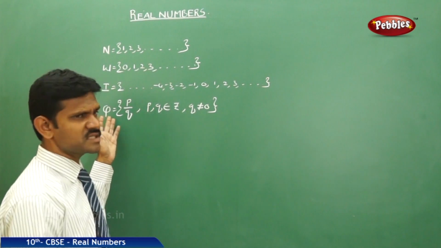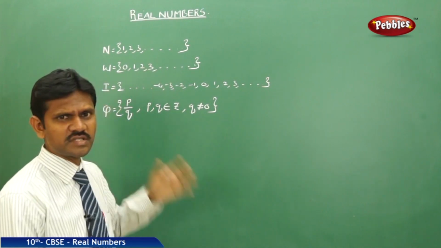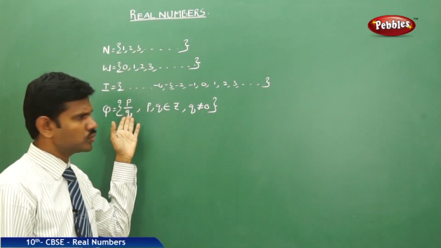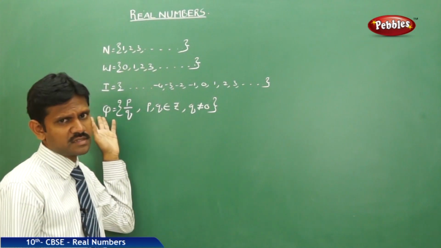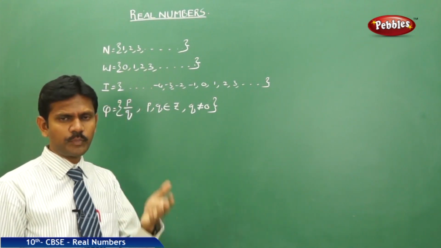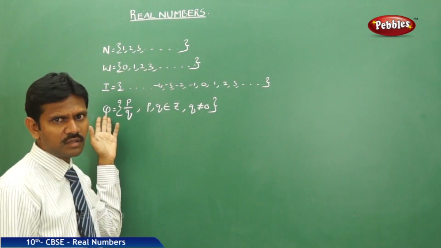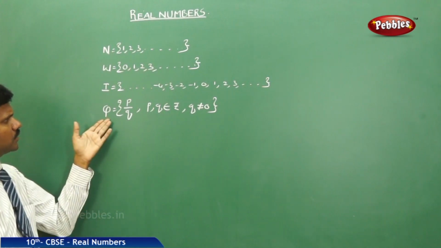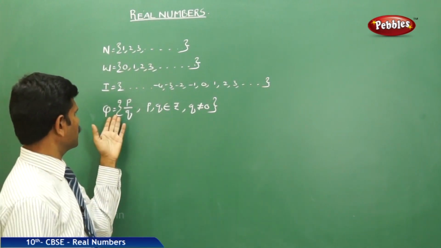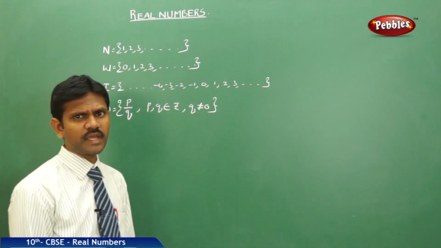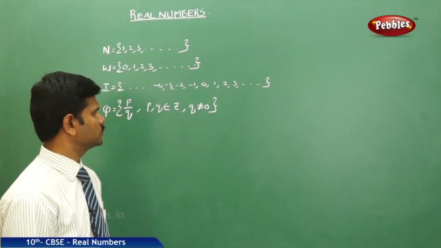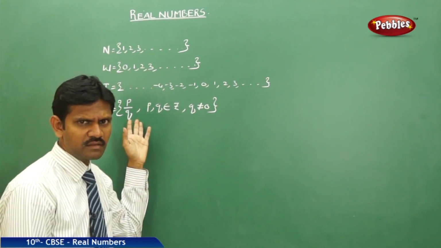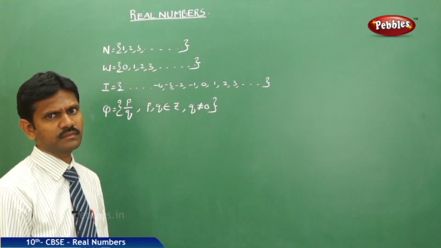Now we can discuss more about the rational numbers. A number which is of the form p by q is a rational number. The numbers which we can write in the form p by q, we call rational numbers. Now see, every rational number can be expressed in two different forms, that is either terminating or non-terminating repeating.